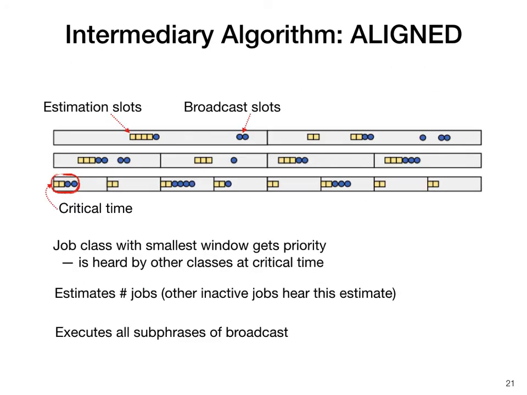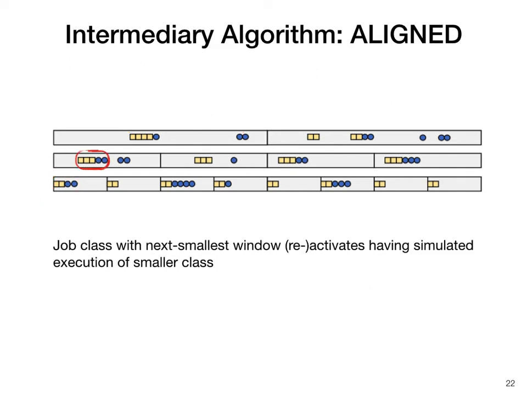To illustrate what's going on here, we can use an example with 3 window sizes, and note that these windows are power of 2 aligned. The job class with the smallest window is active, while those classes with larger windows, middle and top, are suspended, and they listen and simulate the active class. That is, they observe the estimation activity whose slots correspond to the yellow boxes in the figure. The middle and top classes then know for how long the corresponding broadcast component will run. These slots correspond to the blue circles. After that point, they know that either all jobs in the class have succeeded or will truncate, and the middle job class can start executing its estimation and broadcast activities.